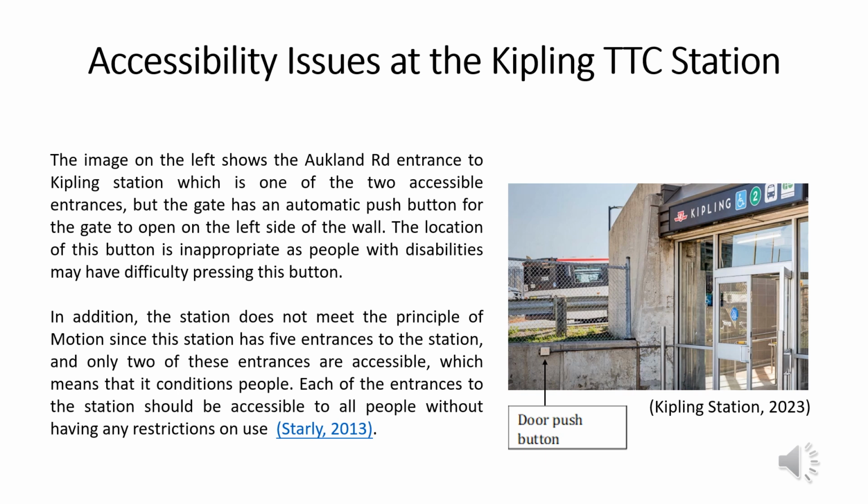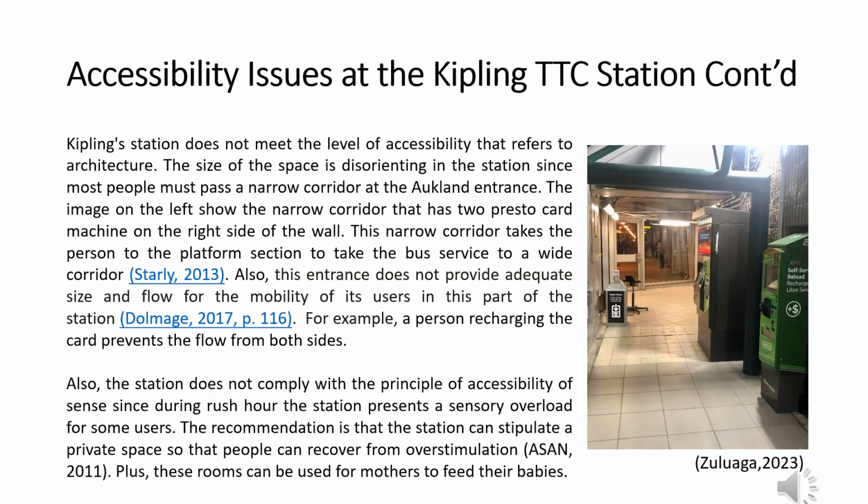In addition, the station doesn't meet the principle of motion, since this station has 5 entrances and only 2 of these entrances are accessible, which means that it conditions people. Each of the entrances to the station should be accessible to all people without any restrictions on use. Starley 2013. Accessibility issues at the Kipling TTC station continue.